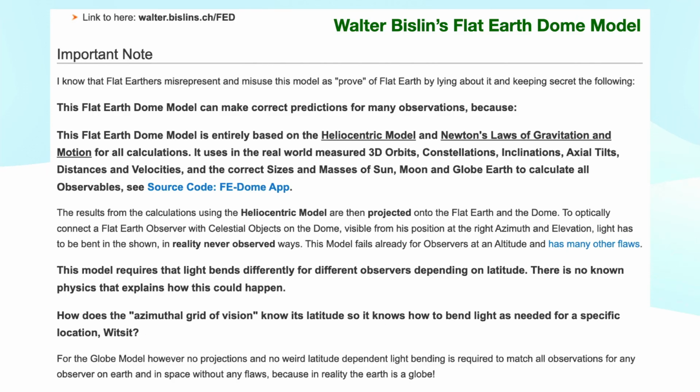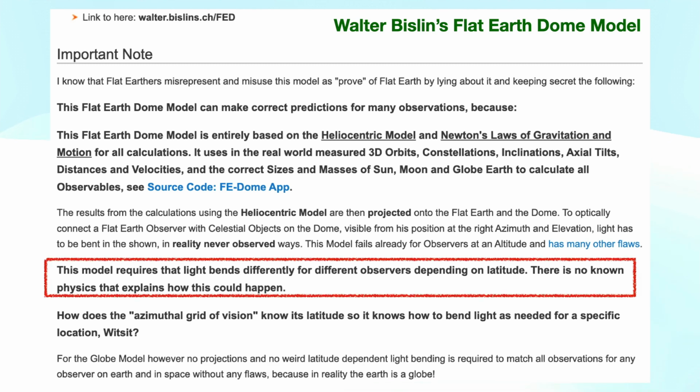A further irony is that Walter Bislin created the flat Earth dome model to highlight the ridiculousness required in trying to make sense of real-world observations with a flat and level model of Earth. Flat Earth folks then adopted this as their own, renaming it the Personal Atmospheric Dome or the Azimuthal Grid of Vision. The experiment truly escaped the lab. A key flaw in the flat Earth model is highlighted here. Light must bend differently for different observers depending on latitude. There is no known physics that explains how this could happen.